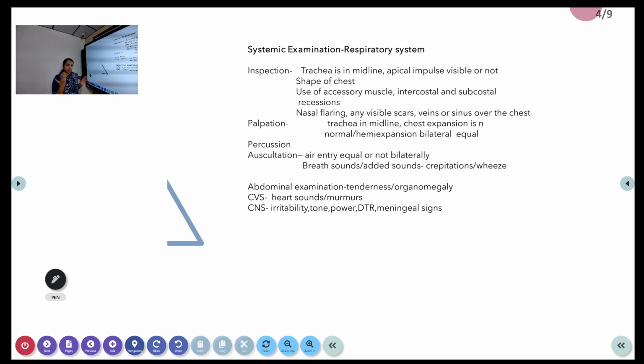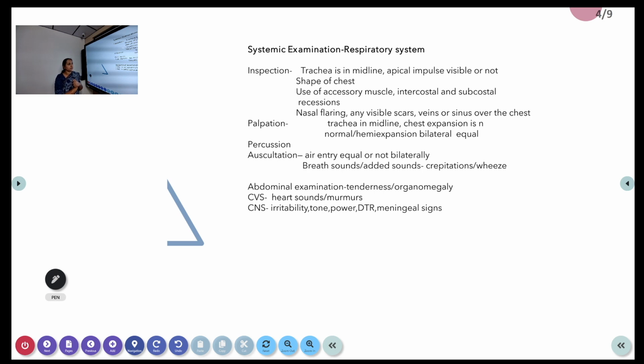When the child cries, the child may not say one, one or anything, but when the child cries, you can feel the vocal fremitus on both sides. Percussion also, normally if the child cooperates, you can do the percussion. Resonant note should be there. If it is an impaired note, it's likely to be a consolidation, and if it is a stony dull note, it is likely to be a pleural effusion.